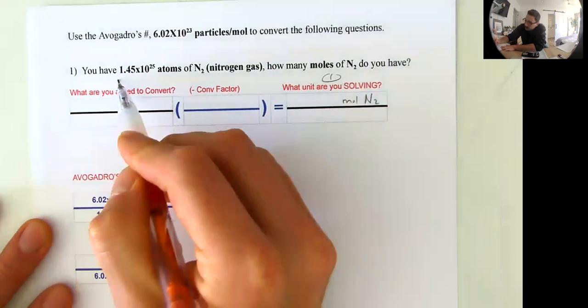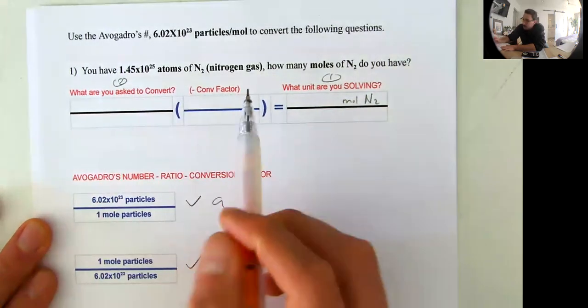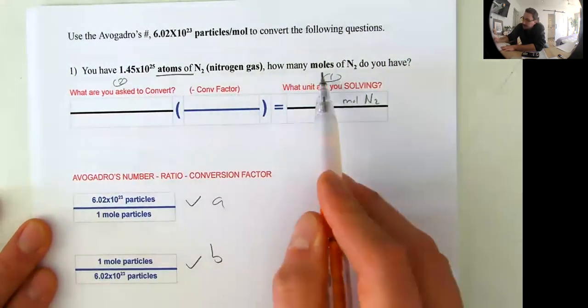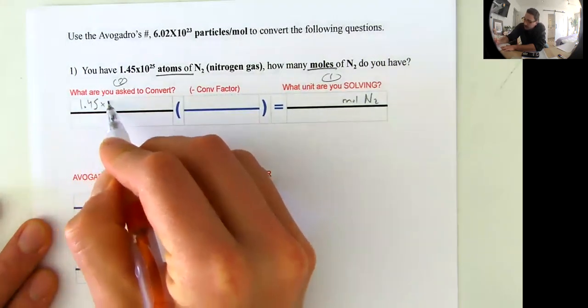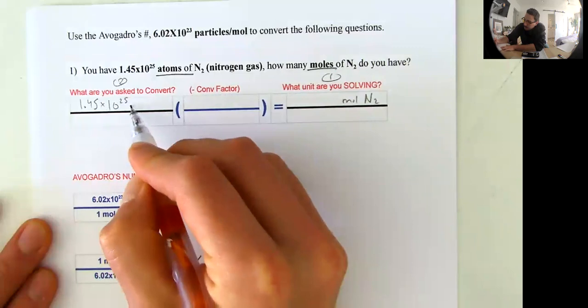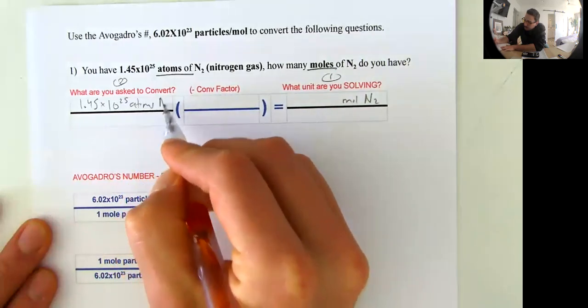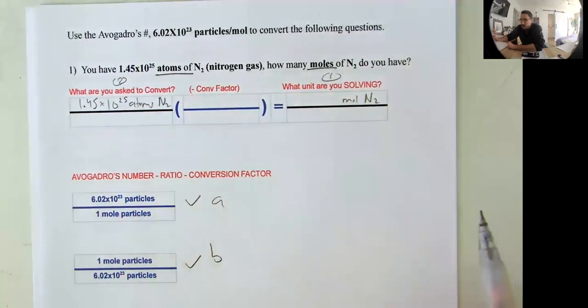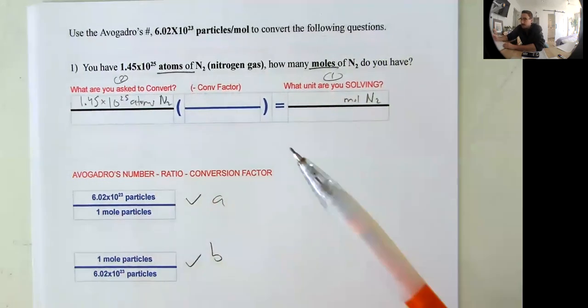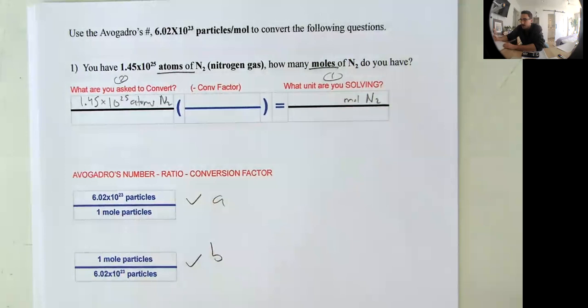Step number 2, what are you asked to convert? Well, it looks like we need to convert atoms into moles. So we're going to put the correct number on this side. That's atoms of nitrogen. Okay, now it's up to you. Which conversion factor should we use, A or conversion factor B?